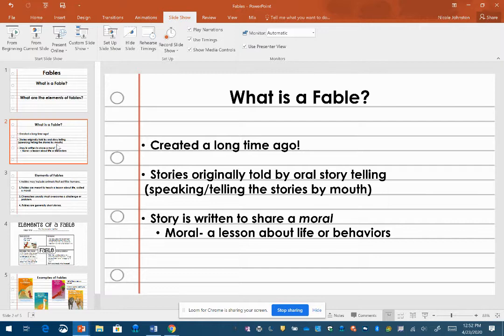But the biggest part of a fable is that they're written to tell and teach a lesson, trying to teach that moral thing to do in a situation where you're faced with two different decisions that could be made. You should always be making the right one, and that's always the big takeaway in fables.